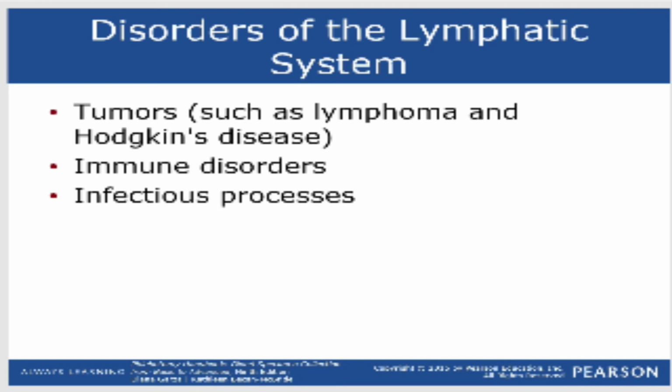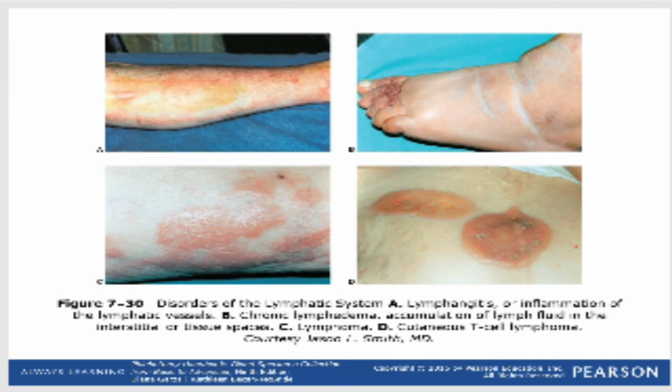You can have tumors or other disorders of your lymph system, and you can even have infection in your lymph system. So here are some examples. That picture B up there at the top is lymphedema, and you can tell that's not normal looking swelling in that foot. That is very excessive. D is a skin lymphoma. B is chronic lymphedema. A is lymphangitis. And then C is a lymphoma, tumor of the lymph. And if cancer gets into your lymph system, it pretty much can travel anywhere in your body. So that's why lymphoma is a very difficult type of cancer to treat.